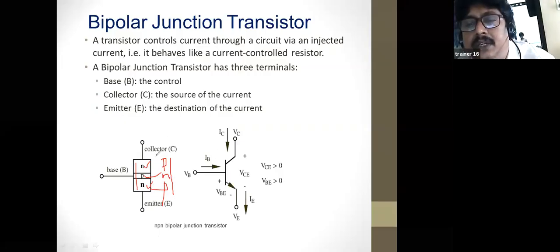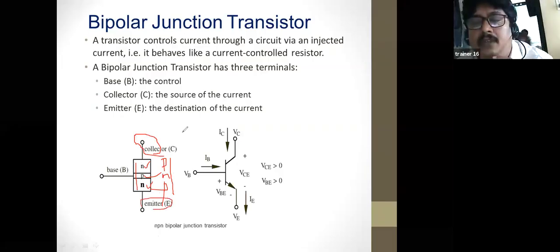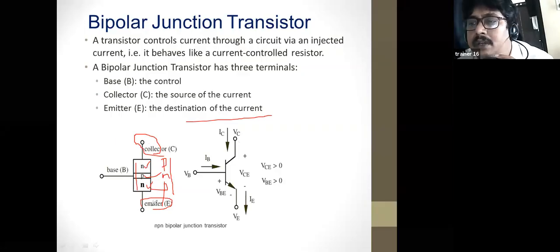Here, in the transistor, we have terminals. Those names are collector, base and emitter. Here the collector is the source of the current. From here the flow of current takes place, and the base controls it. Whereas the emitter is the destination of the current. From the collector the current flows, then the base controls, and then the current reaches the destination, that is the emitter.